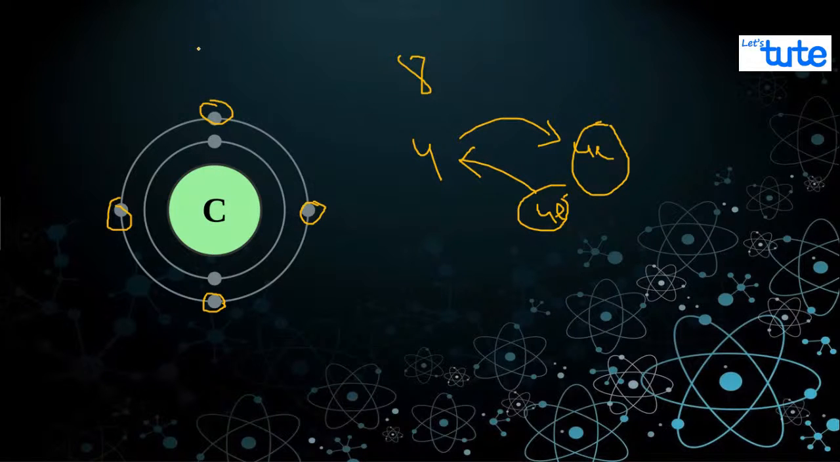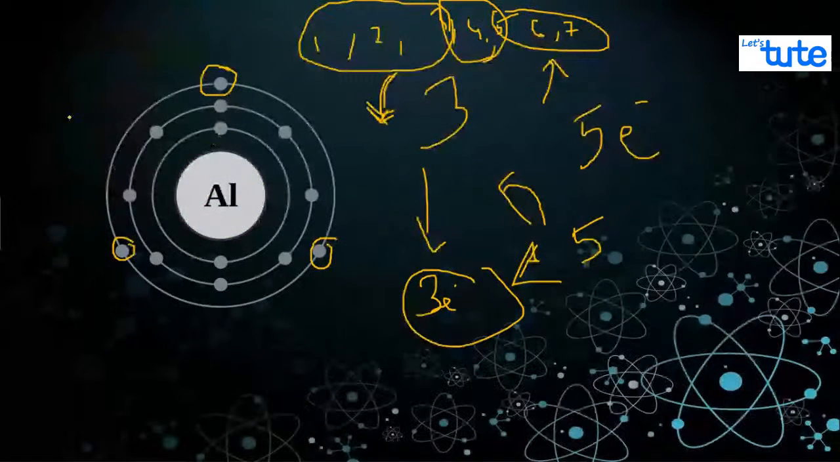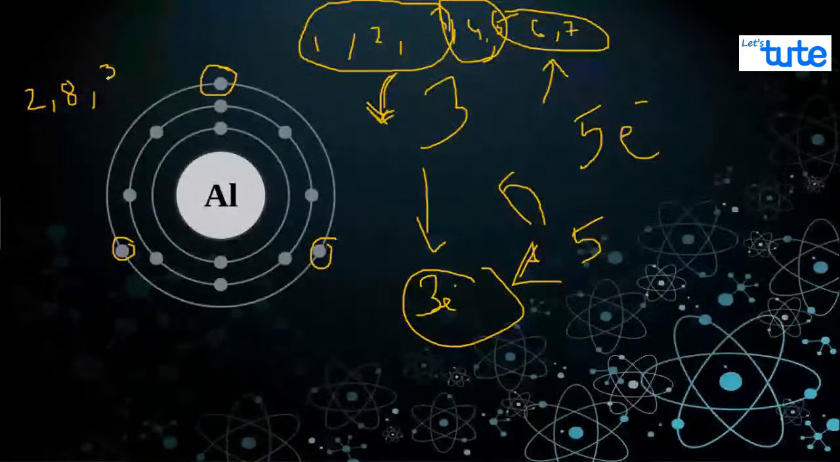Understand this thing. Electronic configuration is completely different, and getting the valency is completely different. So writing the valency of this carbon is actually 2 comma 4. You have to write it in the original way itself. So in this also you have to write 2 comma 8 comma 3. You don't have to change any electronic configuration. This is about valency, that what is the valency of this particular atom.